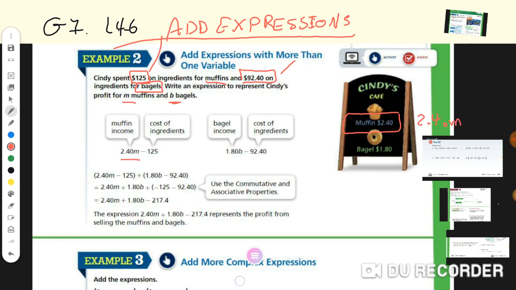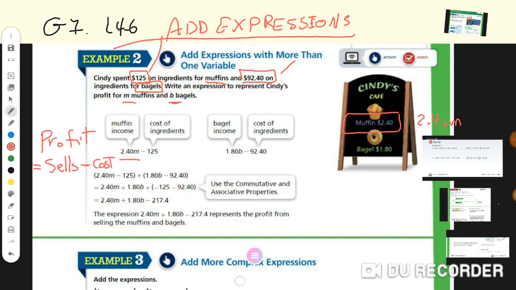Multiply the number of M, so it's 2.40 M. M is the number of muffins. We will take out the cost, and the remaining will be the profit. So to know the profit equals what she sells minus cost.